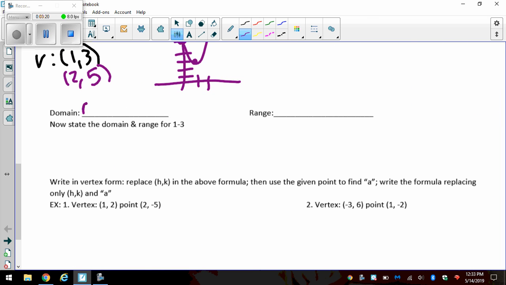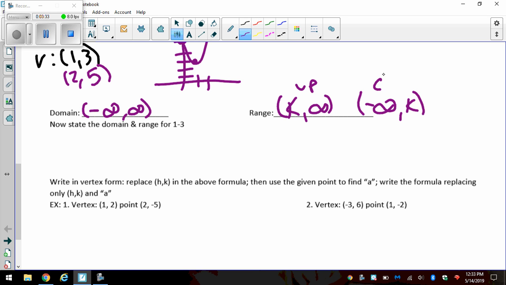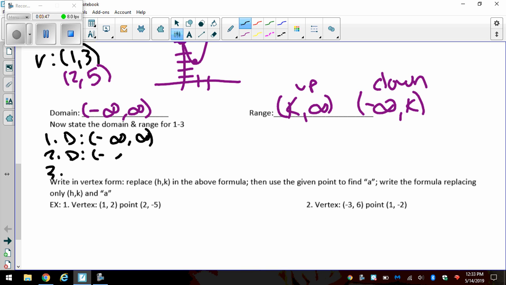So your domain for all of these functions should be -infinity to infinity. That means all real numbers. Your range is always going to be k to infinity if we open up, and it's going to be -infinity to k if your graph is opening down. So for the domain and ranges above, we're going to have all three of them have domains of -infinity to infinity. So you can go ahead and write that down for all three.